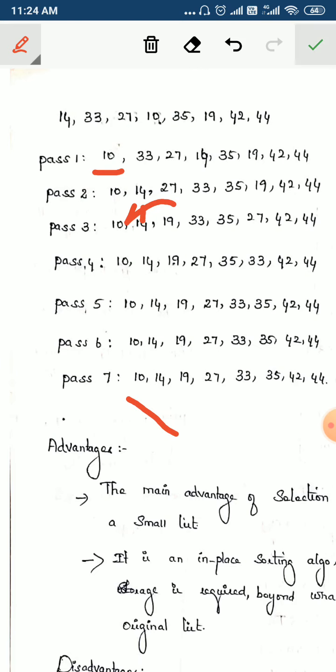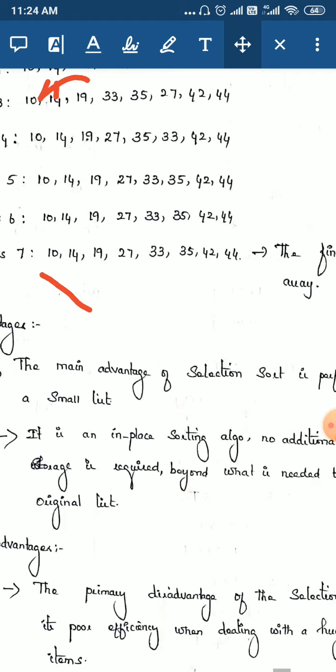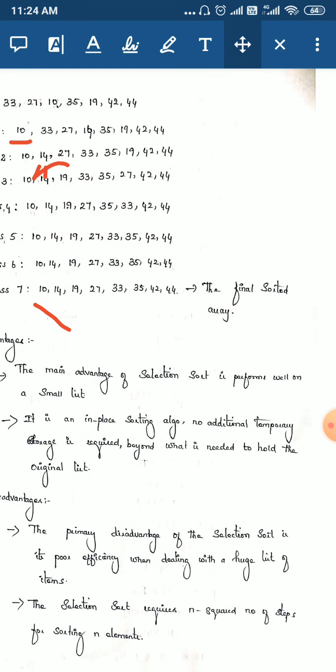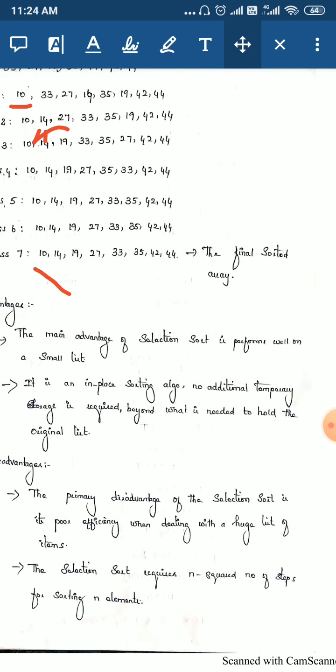Then we have the advantages of selection sort. It performs well for a simple small list, and it is an in-place comparison-based algorithm. So it doesn't require any extra or temporary storage for performing the sorting, right? Only what is required to hold the original list is needed.